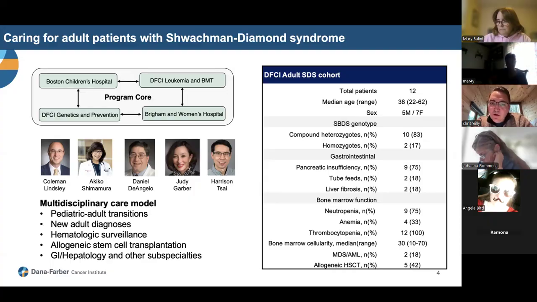And I think this has been really helpful to be able to systematically identify everyone that we can that has this genetic risk factor. We also partner closely with our colleagues in the bone marrow transplant group at Dana-Farber, and we have a growing experience about how best to approach stem cell transplants for our patients with Shwachman-Diamond syndrome.